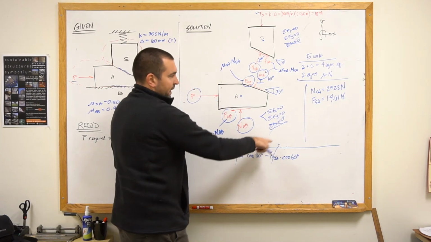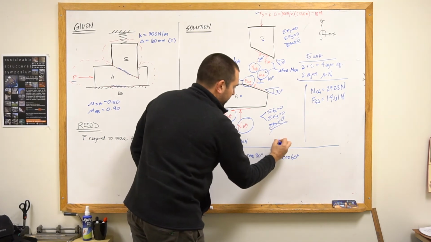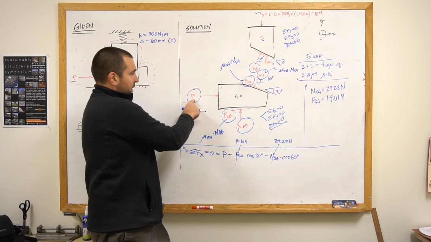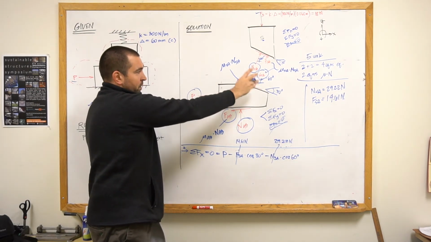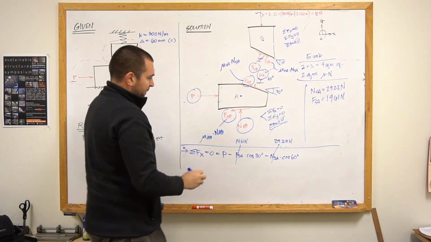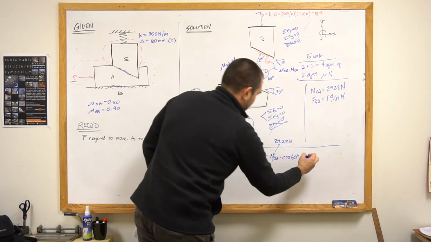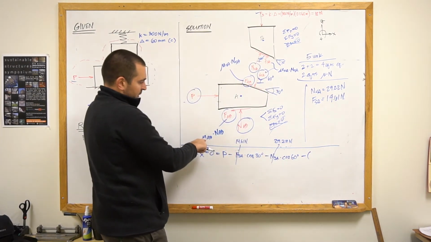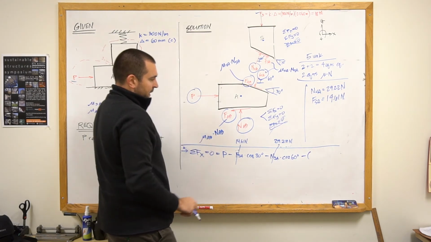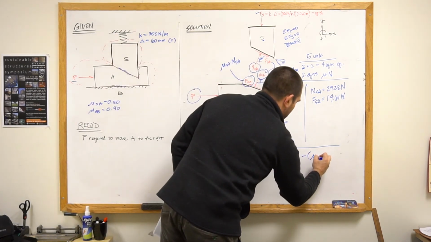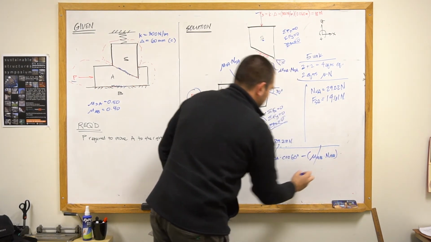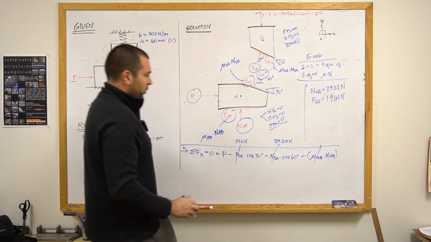We've already calculated NSA as 29.22 newtons. I'm not quite done yet. I've put P and then these two forces on there, which I already know. I need to now put FAB, and that'll be minus FAB, but we know that FAB is simply mu AB times NAB, mu AB being 0.4.